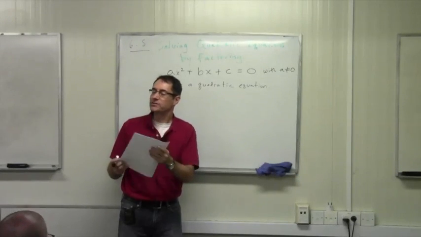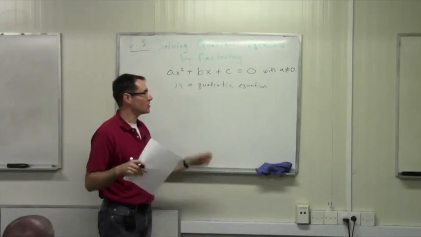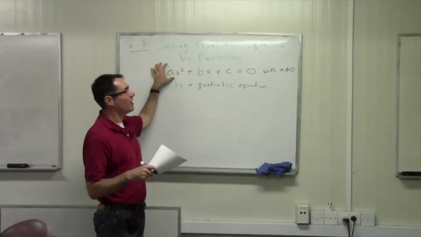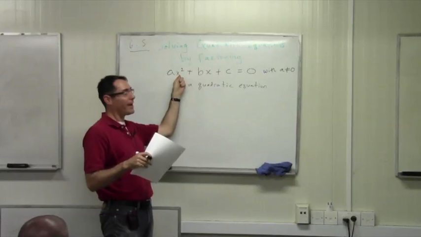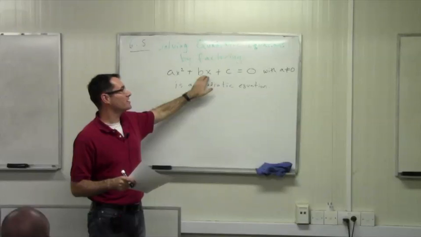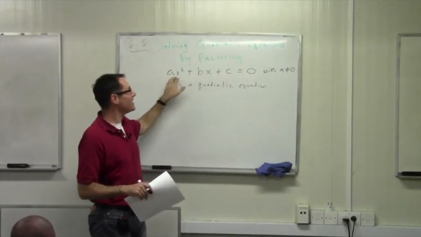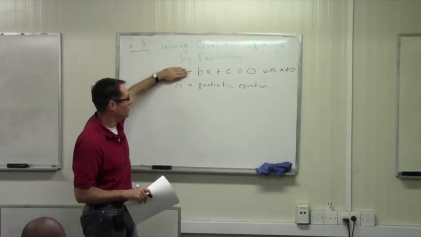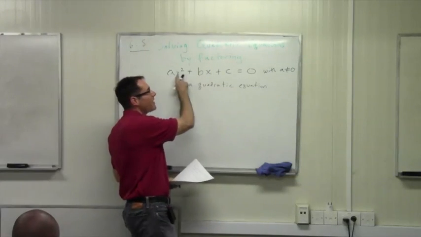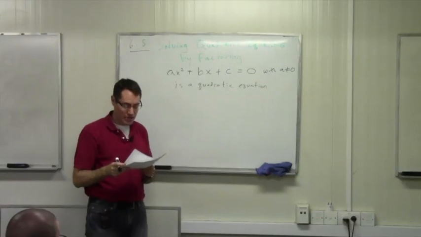So the next thing we want to do is, now that we know a little bit about quadratic equations and quadratics in general, we can use the factoring method to solve a quadratic equation for x. Take a look at this: ax squared plus bx plus c equals 0, as long as a is not equal to 0. The reason is otherwise it wouldn't be a quadratic. So ax squared plus bx plus c equals 0 is what we call a quadratic equation.